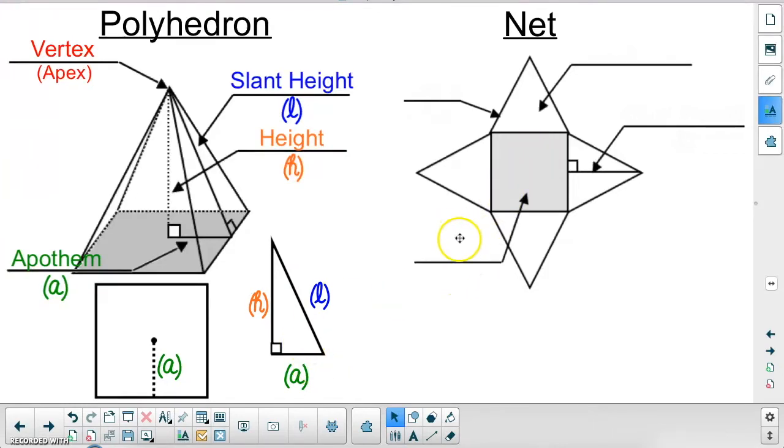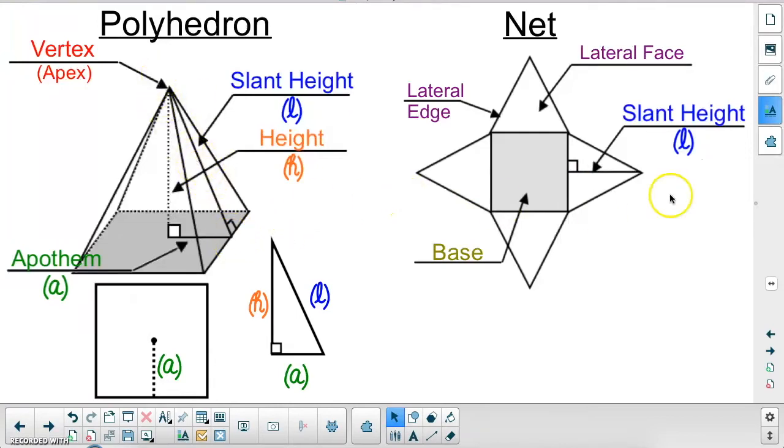In the net, we have our base, so that base shape. We have our lateral faces that are all triangles in the pyramid, our lateral edges, and then our slant height. Notice our slant height is from the apothem, where the apothem meets the side, to the apex. So where the apothem meets the side to that apex, that's our slant height. Notice that's going to be different from our lateral edge.